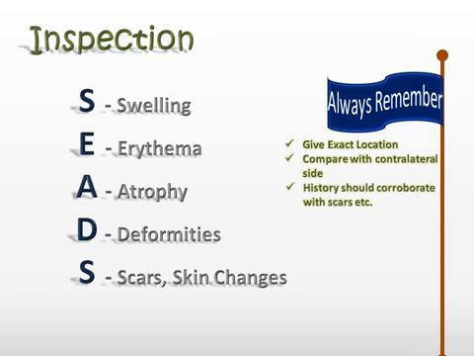Your history should corroborate with the scars and sinuses that the patient has on his or her limbs. And always examine the joint above and the joint below the part you are examining. This will help you in reaching a nice diagnosis without making much of a mistake.